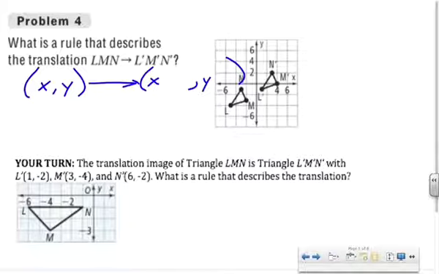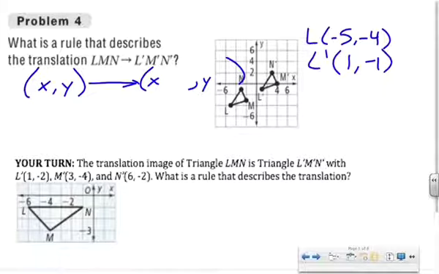So let's identify where L is. It's at -5, -4. And L prime is at 1, -1. So what's happening to the x's, what's happening to the y's, and what, therefore, is our rule? I'm adding 6 to the x and 3 to the y. There's our rule.